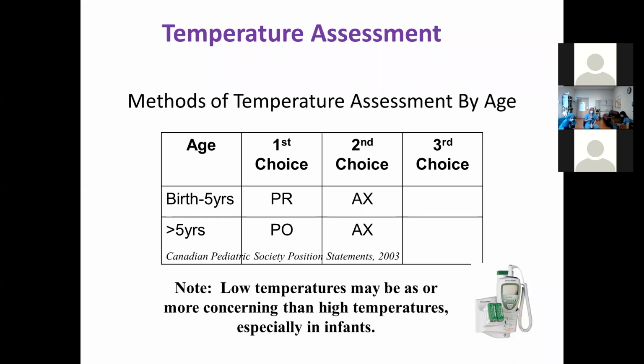There are very little contraindications to doing a rectal temperature. Usually it's a perforated rectum or oncology patients, which is not our population. And for oral, whenever the child has respiratory distress, of course, you will not be doing oral. But other than that, there are very few contraindications to those two methods.